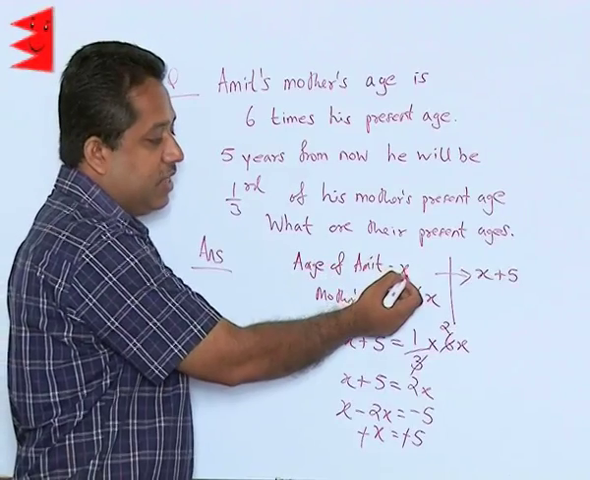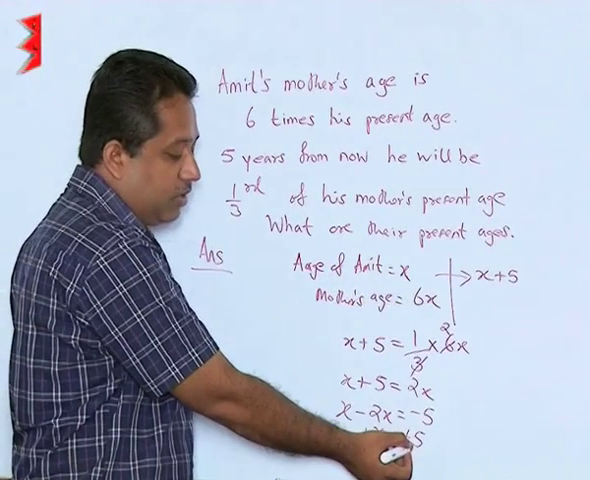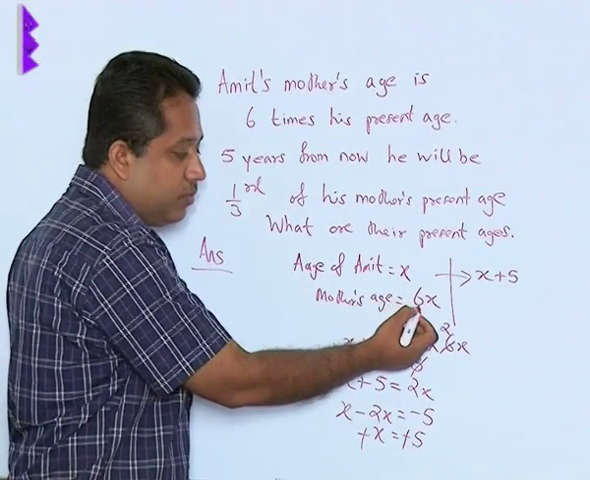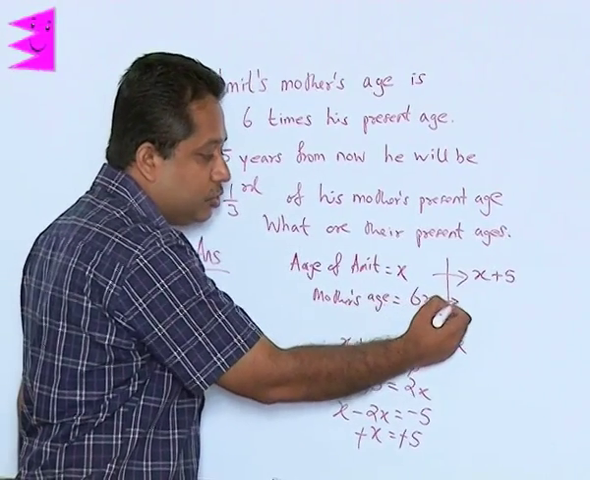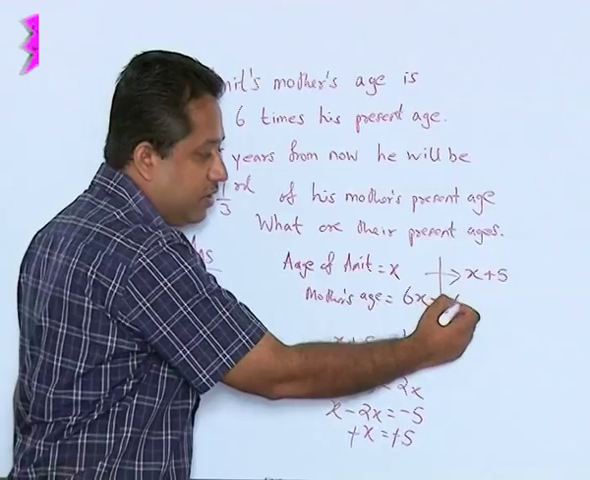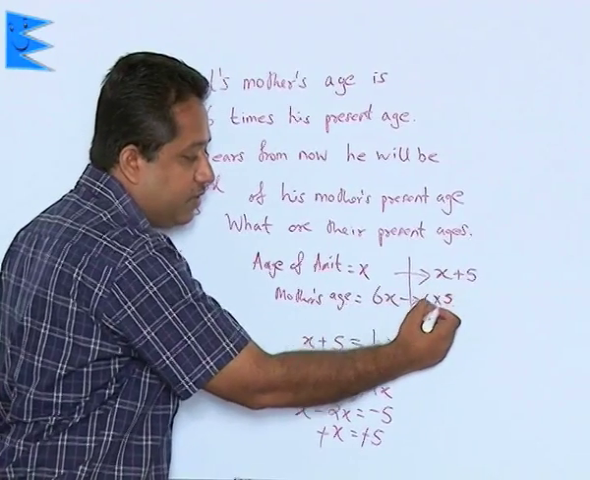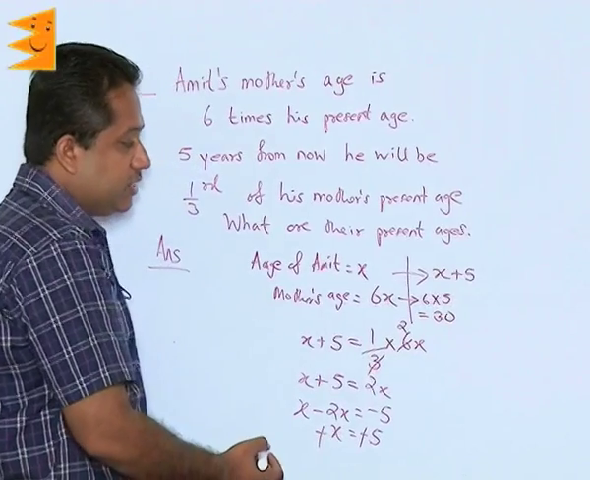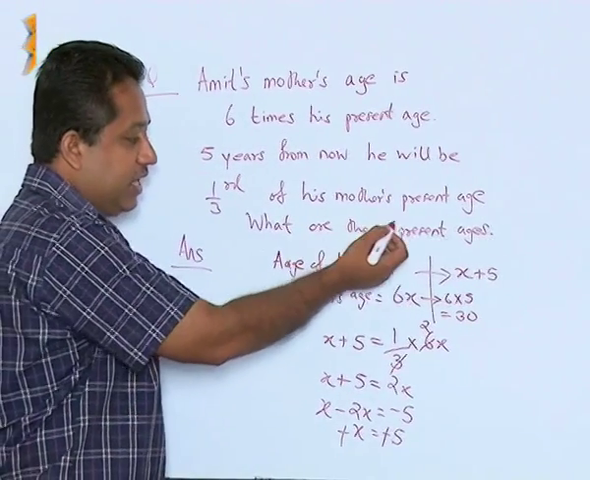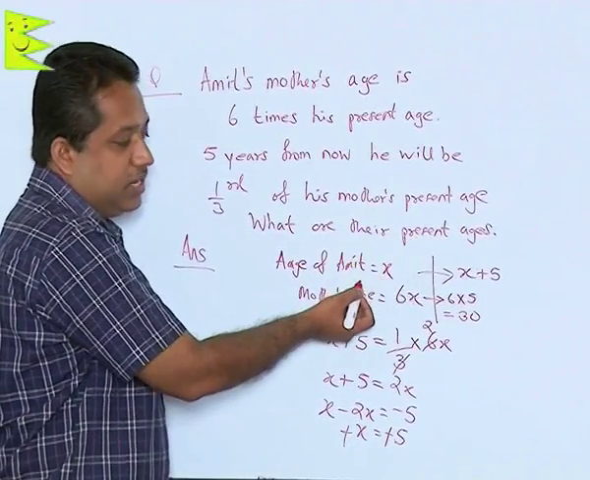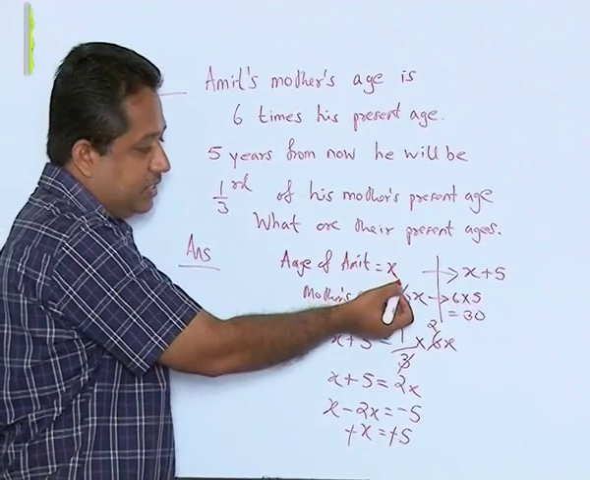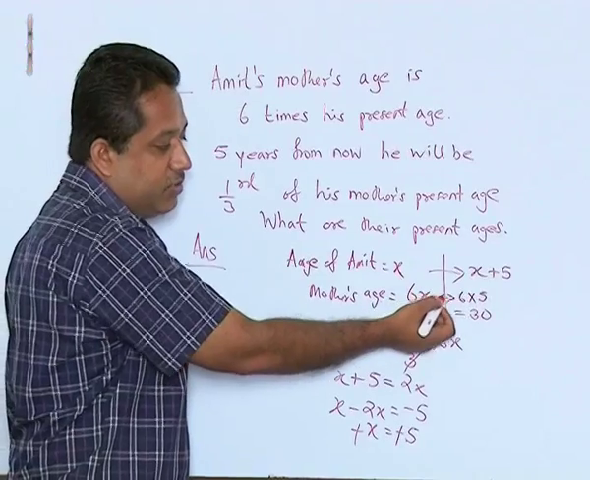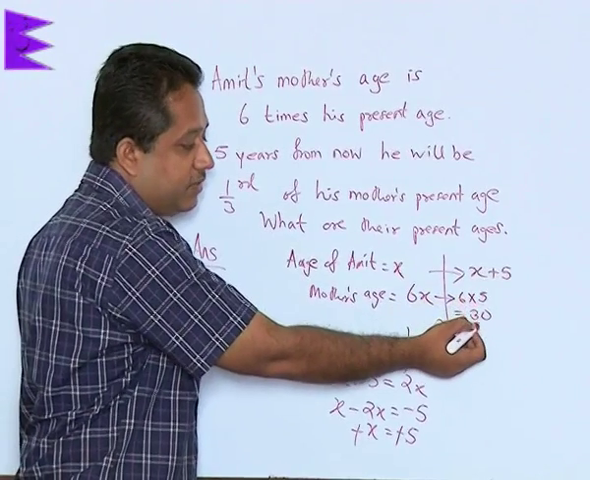We had assumed the age of Amit as x, and the age of Amit is therefore 5. The mother's age can be found out because it is 6x. Substituting the value of x as 5, we get 6 into 5, which becomes 30. So, the final answer: the present age of the son, Amit, will be x, and x is 5, and the mother's age will be 6 into x, that is 6 into 5, which is 30.